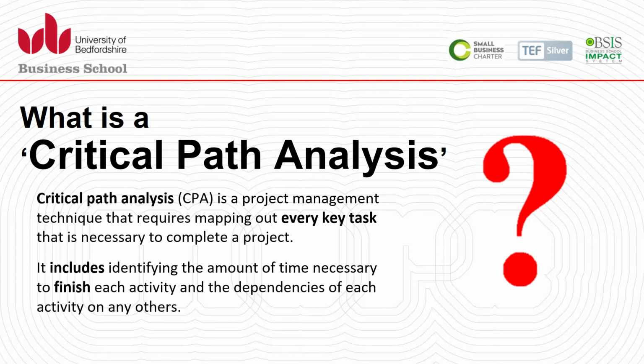So critical path analysis is a widely used project management technique for scheduling projects. It is used to see which actions impact the overall schedule. Critical path analysis requires mapping out every key task that is necessary to complete a project. That means identifying the amount of time necessary to finish each activity and the dependencies of each activity on any other one, that is, the precedent or successor activities relationship.